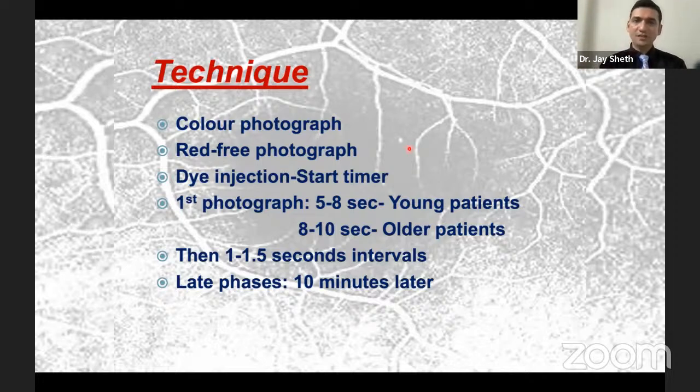Now, the first photograph, if the patients are usually young, we can start taking within the first 5 to 8 seconds. This is because in younger patients, the hemodynamic status is usually fast. The heart rate is usually fast, and for younger patients, it can be as high as 100 to 120. We are talking about kids who have ROP or kids who are 3 or 5 years old who have other fibrovascular proliferative conditions. For elderly patients, usually the first photograph can be taken from 8 to 10 seconds.